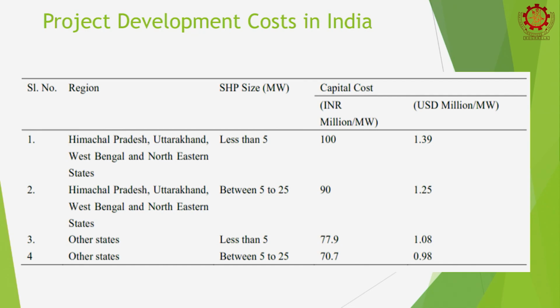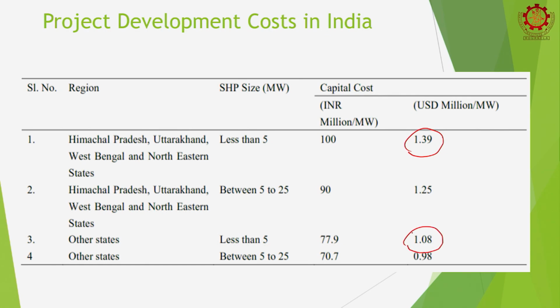That is, to develop 1 megawatt, how many US dollars? So we can say in certain states like Himachal Pradesh and so on, the cost is somewhere about $1.4 million per megawatt. That is, to develop a 1 megawatt project, it will cost something like $1.4 million in these areas. But in some other states, it might be even cheaper.